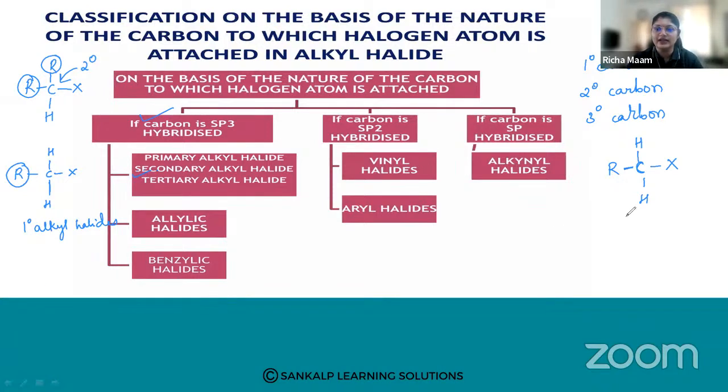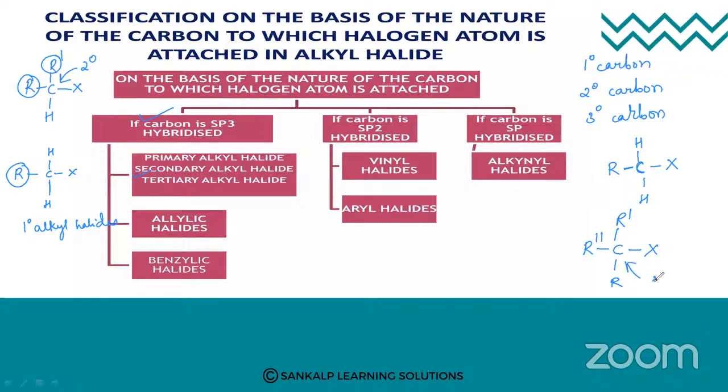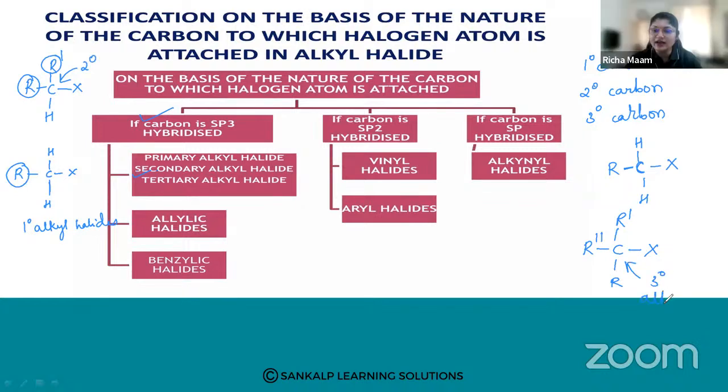Secondary alkyl halide. Now what do you mean by tertiary? Tertiary means your halogen atom is attached to the carbon which has three alkyl groups. Then it is called a tertiary carbon, and a tertiary alkyl halide. Why alkyl halide? Because the carbon has a halogen atom and is next to three alkyl groups. So this is the first classification.